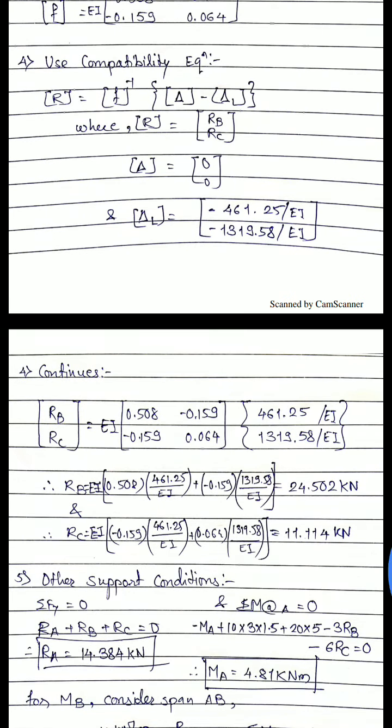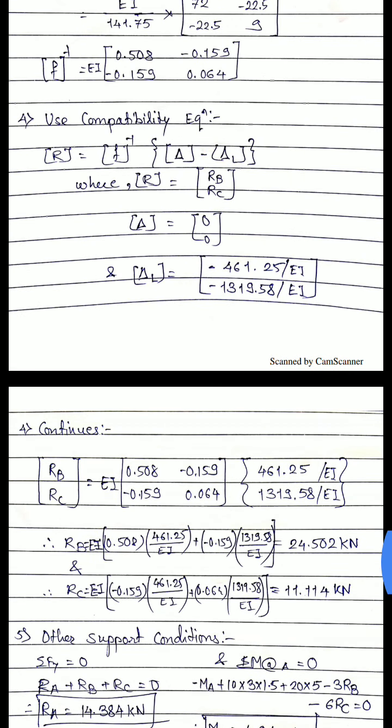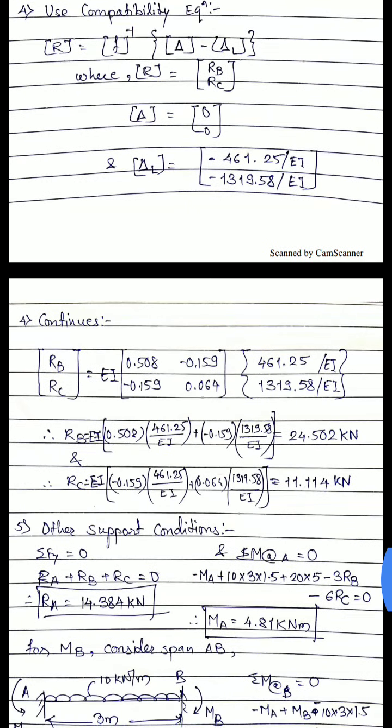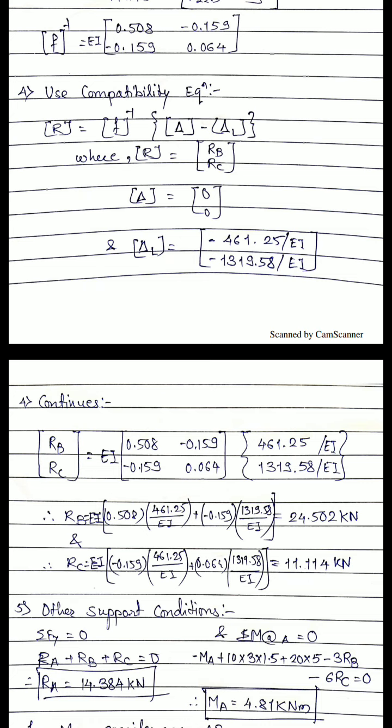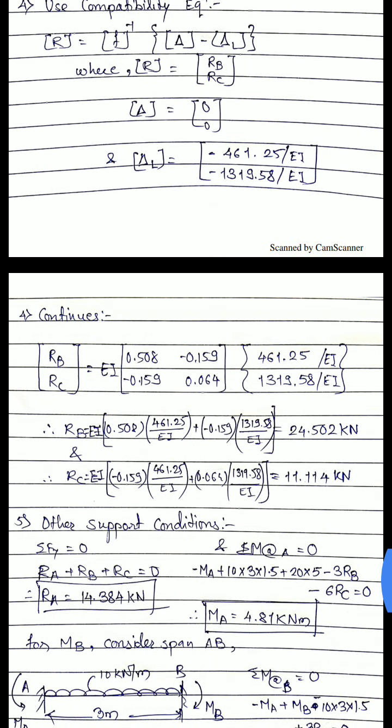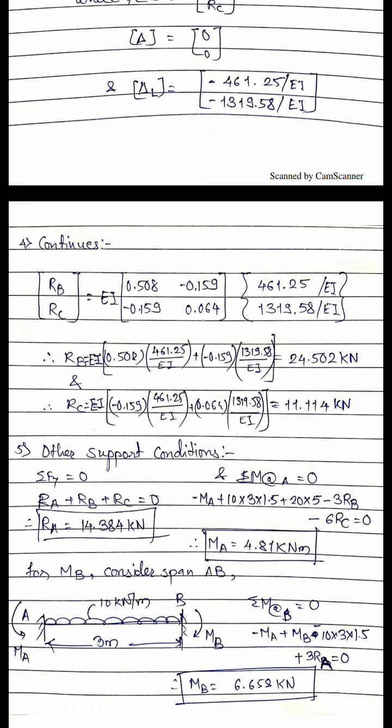Now you have to replace all the terms in your compatibility equation. So the compatibility equation now becomes: the R matrix, RB and RC, will be equal to EI into the F inverse matrix into, now here delta is a null matrix and delta L comprises both values negative. So minus minus now becomes plus. So here you can see these will be plus values. Both values are plus values, 461.25 and 1319.58. So here this will be your compatibility equation. Now from this equation you have to calculate RB and RC.